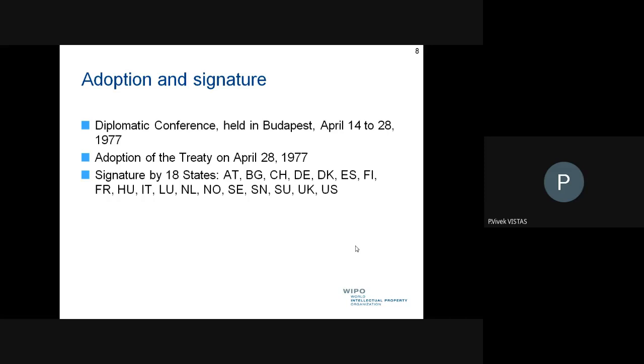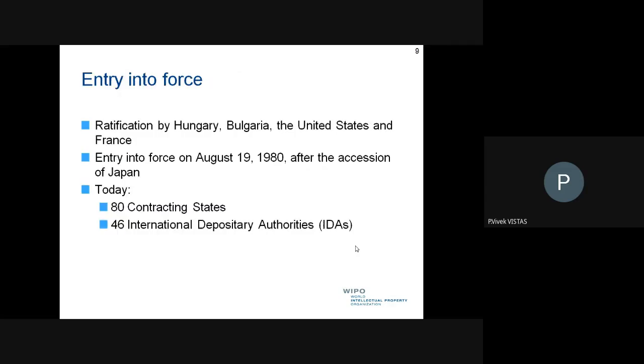So at the very first, 18 states signed the Budapest Treaty: UK, US, China, and then France, Italy. Likewise, 18 different states signed in the initial adoption stage. When it came into force, the entry into force took place in August 1980 after the accession of Japan. Currently, 80 contracting states are involved in this Budapest Treaty.